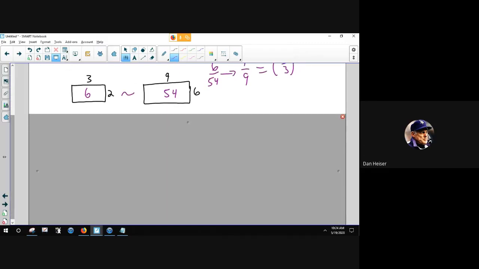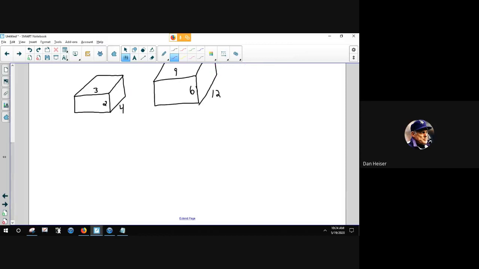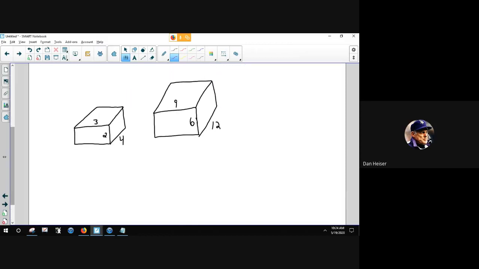That's true with solids as well, or at least we hope it is. So here are two solids. I can find the surface area of each. This shape has our 6. This shape has an area of 8. This has an area of 24. Add all those up, I get a surface area of 38.